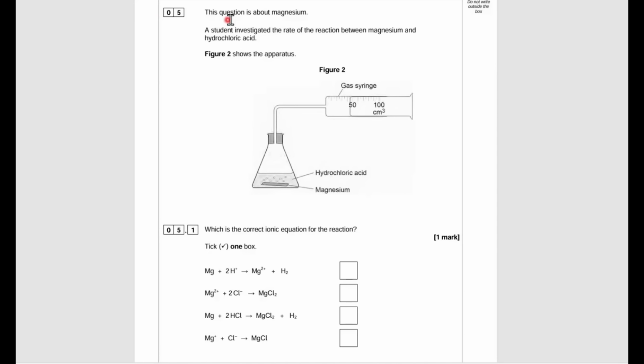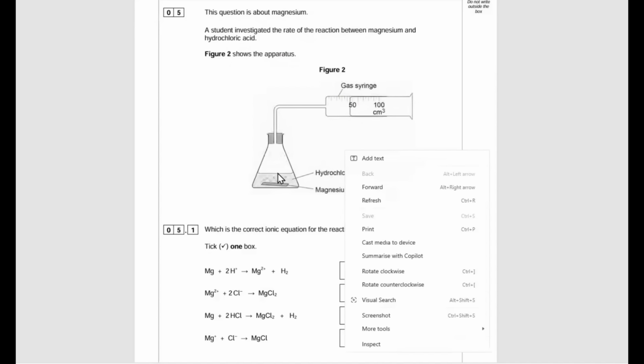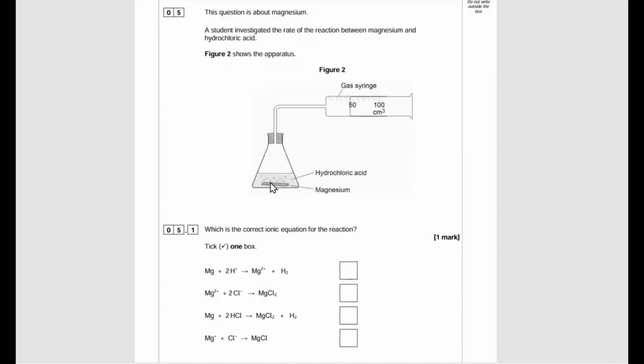Okay, we're on question 5. This question's about magnesium. A student investigated the rate of the reaction between magnesium and hydrochloric acid. Figure 2 shows the apparatus. We've got a gas syringe, hydrochloric acid, and a piece of magnesium, and we can see some bubbles coming off. Here's a conical flask with a bung, delivery tube, and gas syringe.